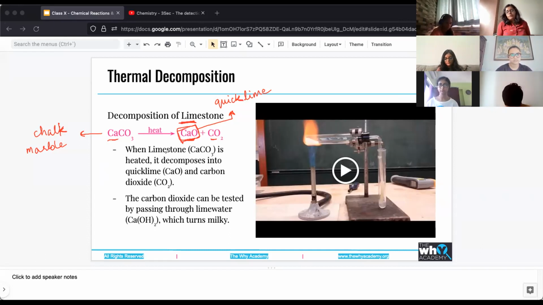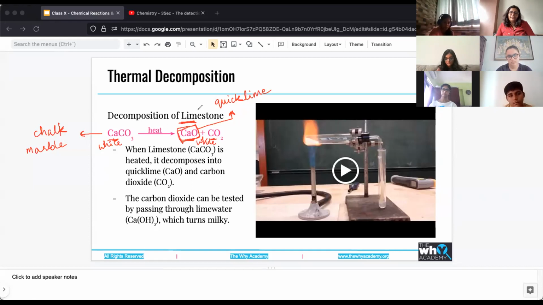Now, how do we know that a reaction has taken place, and that it's not just that the temperature of the limestone has increased? Like, how do we know that calcium carbonate has turned into this? Because visually, this is also like a white stone, salt type thing. Quicklime, chuna, is also a yellowish-whitish substance. So how do we know that this has changed into this?